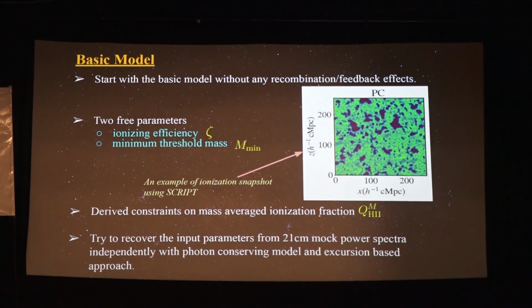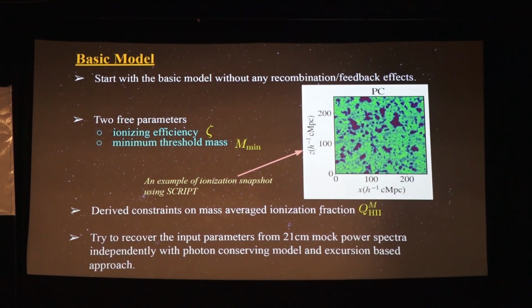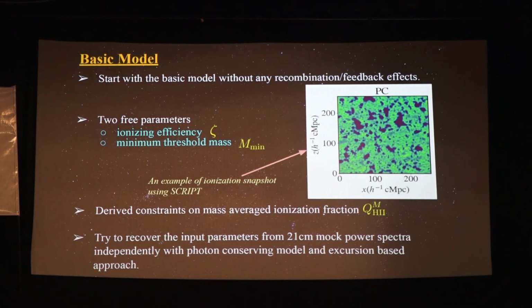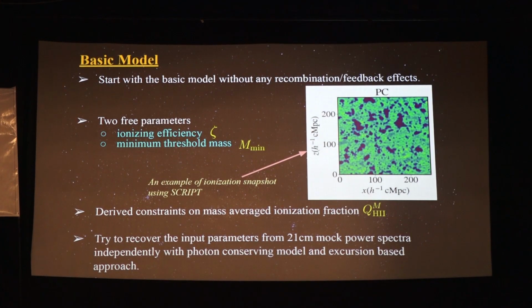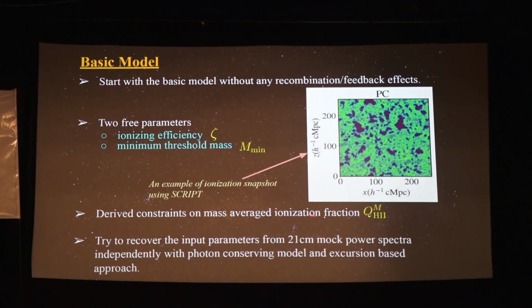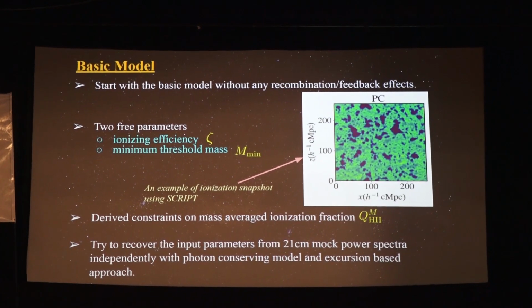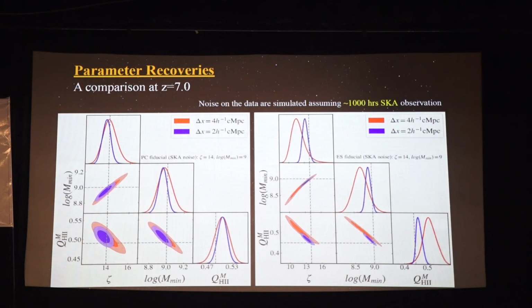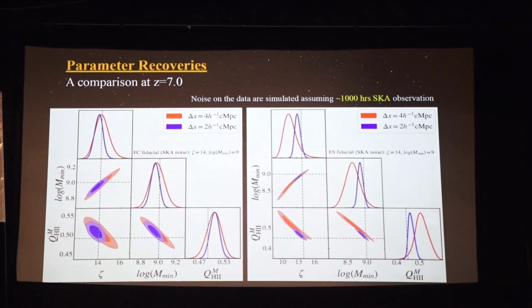And here the approach is that we will generate mock data using SCRIPT, and on top of that we will add the noise from realistic SKA observation, and we will try to recover the input models. And we will check independently for the photon conserving model, which SCRIPT provides, and the standard excursion set based approach. And what we find is that this is a typical plot for redshift 7, and the left one is for the photon conserving case.